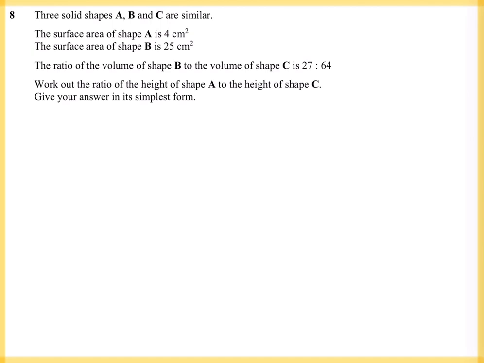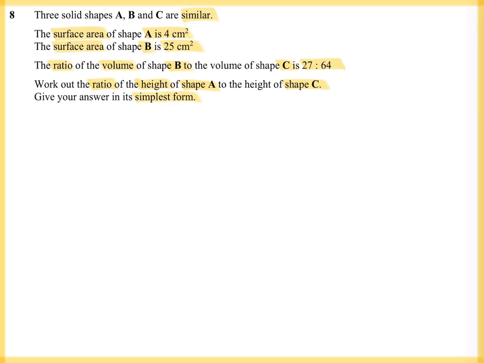Okay, so 3 solids A, B and C are similar. The surface area of A is 4 centimeters squared. The surface area of B is 25 centimeters squared. The ratio of the volume of B to volume of C is 27/64. Work out the ratio of the height of shape A to shape C. Give your answers in simplest form.